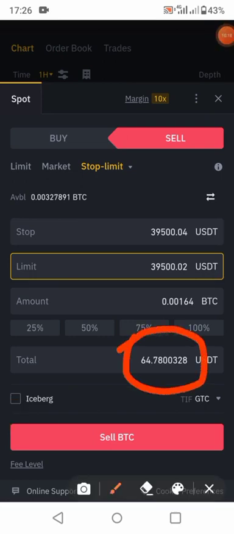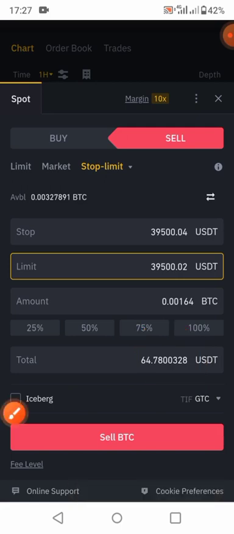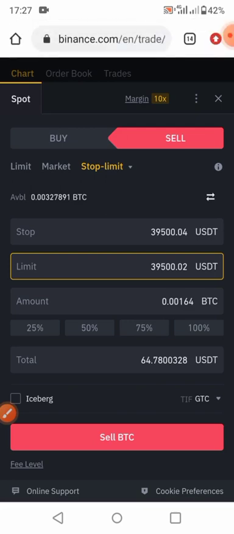So it's $64.78, okay, worth of Bitcoin. That's what I want to sell. Okay, so it will be selling 64.78 USDT worth of Bitcoin when the price of Bitcoin gets to 39,500 USDT. All right, so then our trade is set.